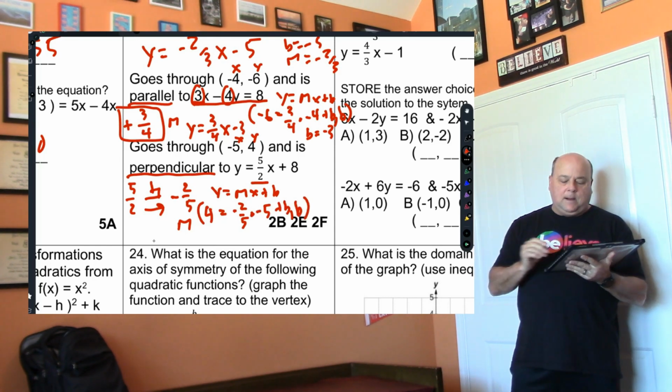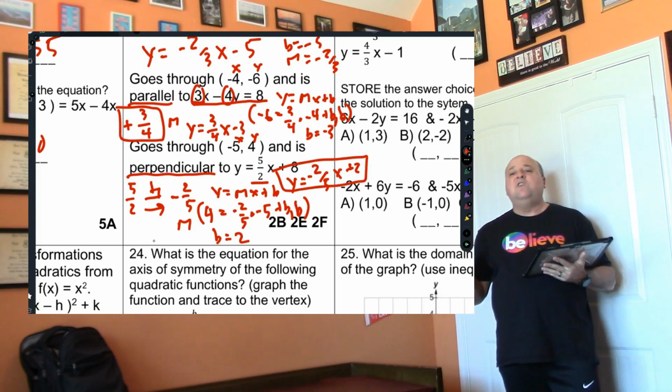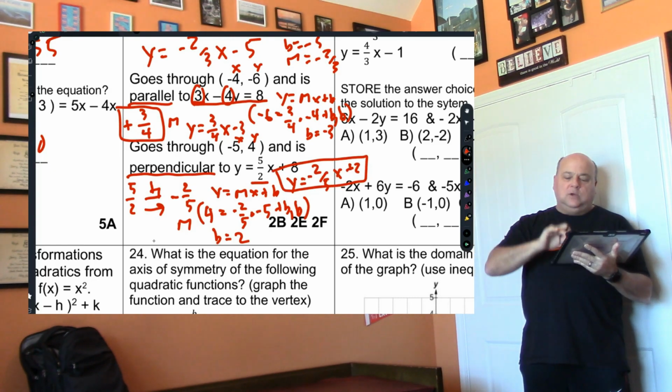I'm going to do this in my brain. So the 2 negatives makes a positive 2. B is going to end up being 2. So our equation is going to be y equals negative 2/5x plus 2. Fun, fun, fun. We're almost done.